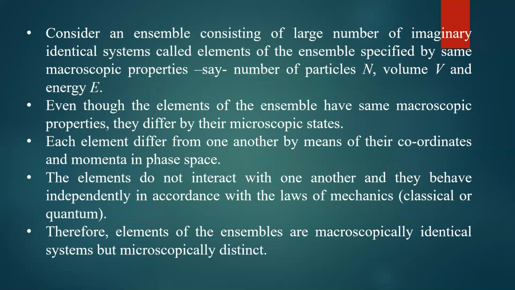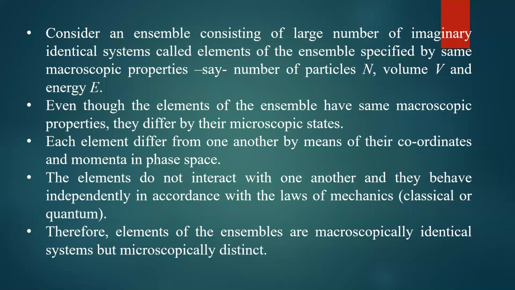Okay, next. So for example, we will take 3 different systems, studying 3 different systems in this. That is, we have to understand this in thermodynamics. Consider an ensemble consisting of a large number of imaginary identical systems called elements of the ensemble. There is an ensemble, and inside it a large number of identical systems are there. Okay, and they are specified by the same macroscopic properties: the number of particles, the volume of the system, and the energy of the system.